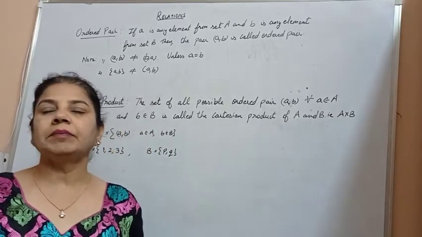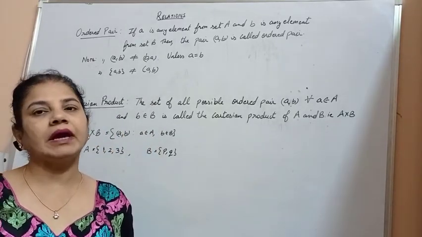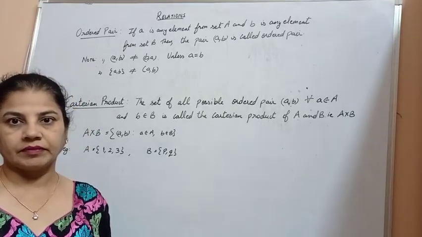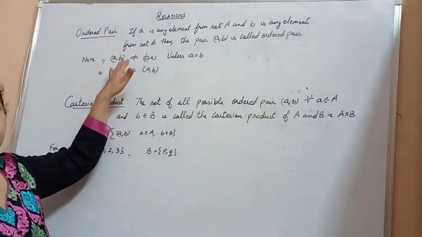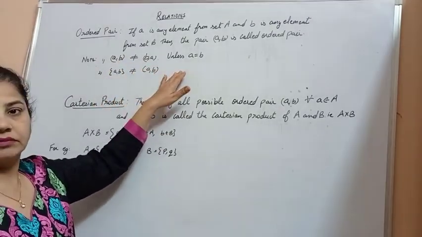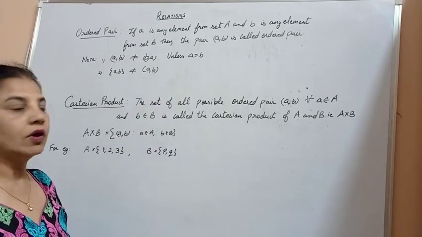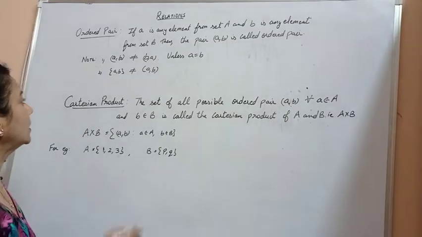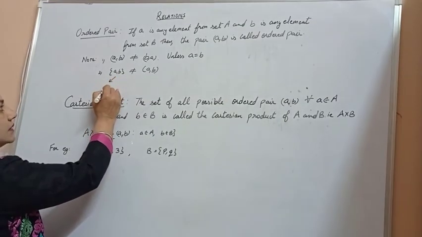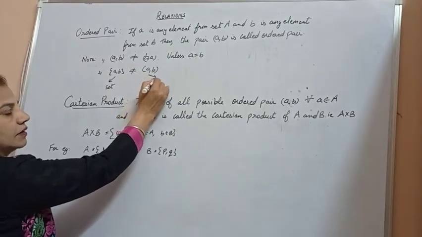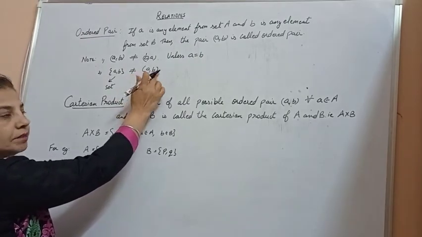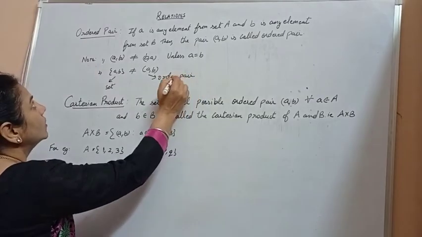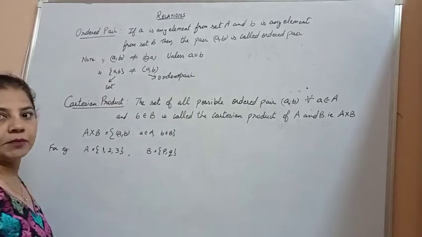Ordered pair: let a be any element from set A and b be any element from set B, then the pair (a, b) is called the ordered pair. And (a, b) is not equal to (b, a) unless a is equal to b. Moreover, the set {a, b} is not equal to the ordered pair (a, b). The curly bracket implies that this is a set, and the open bracket (a, b) implies it is an ordered pair. So, ordered pair and the set are not equal.